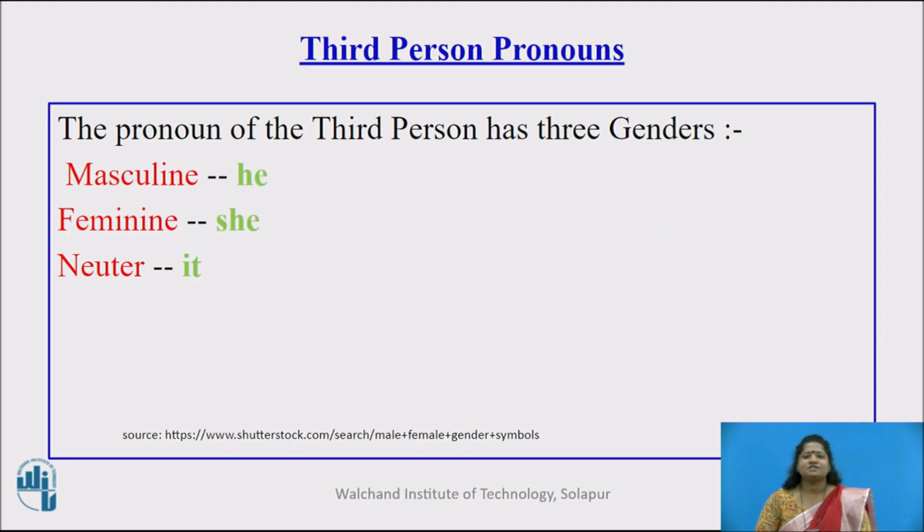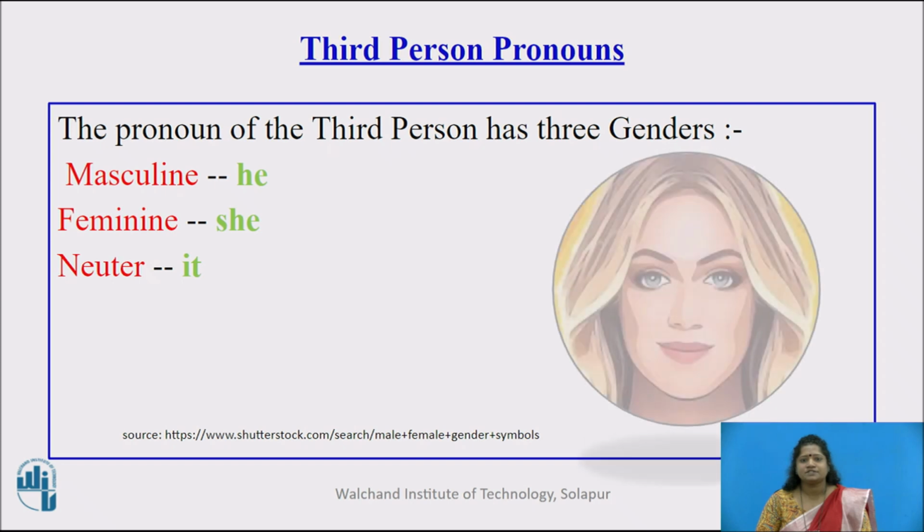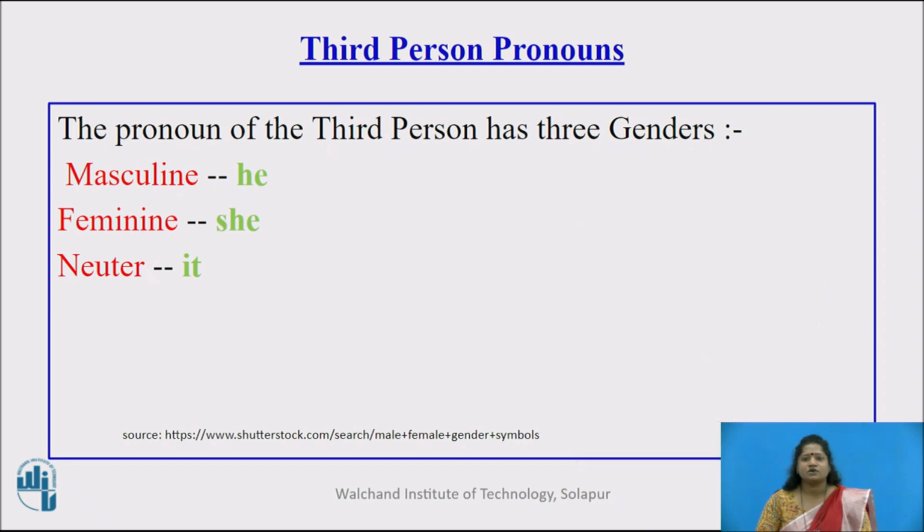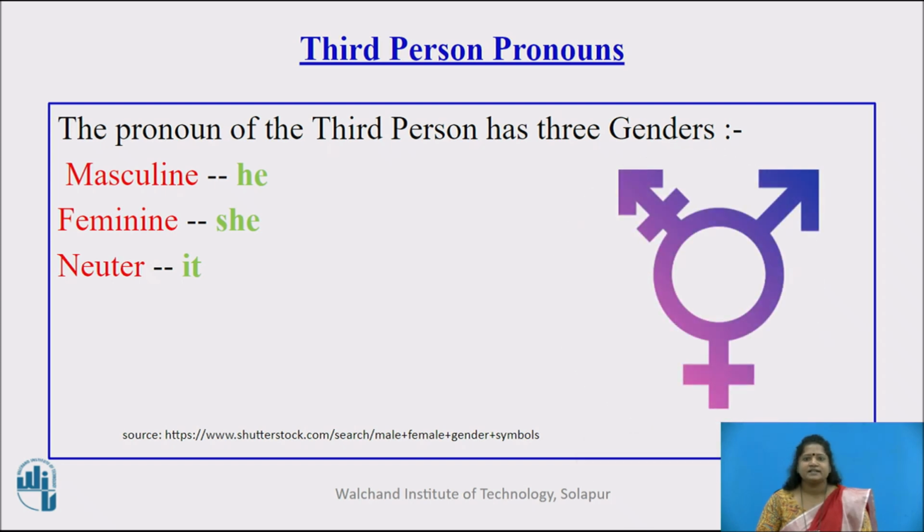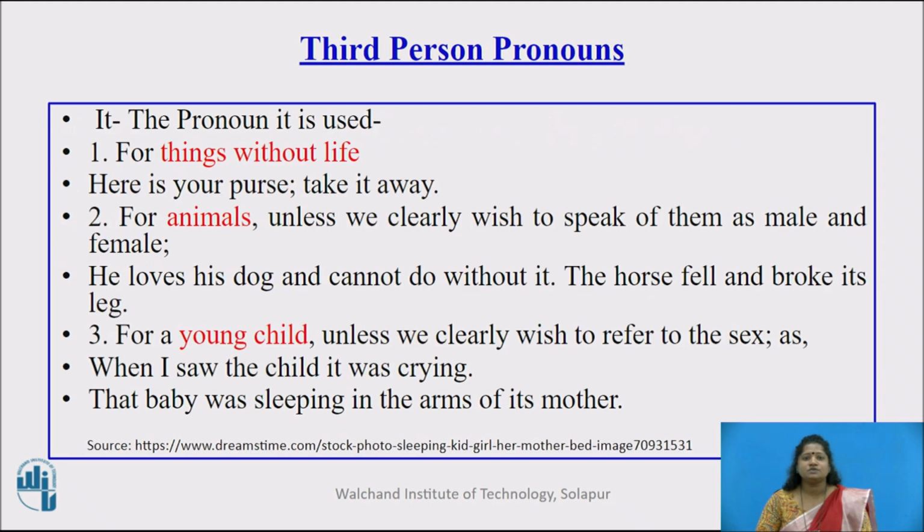Let us start with third person pronouns. Third person pronouns are of three types, meaning different pronouns are used for masculine, feminine and neuter gender. For masculine we use he, for feminine we use she, and for neuter and all genders we use it. Let us learn what the uses of it are.